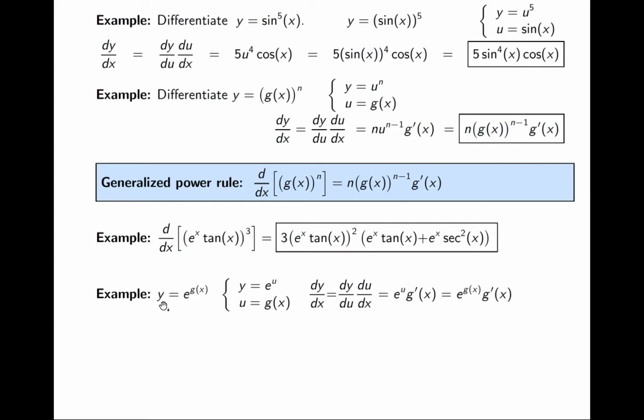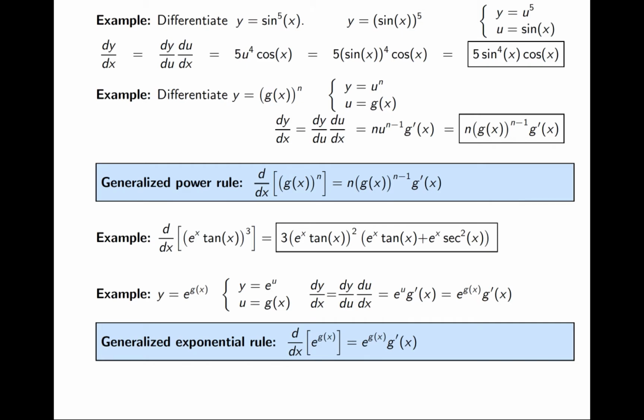So in summary, what we've just figured out is that the derivative of e to the power of g of x equals e to the power of g of x times g prime of x. We're going to make that a new rule. Let's call it the generalized exponential rule. You know that the derivative of e to the x equals e to the x. This is telling you what is the derivative of e to the power of g of x. It's not e to the power of g of x. It's e to the power of g of x times g prime of x.